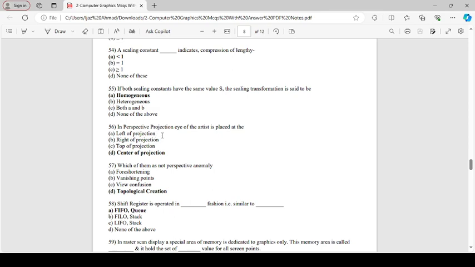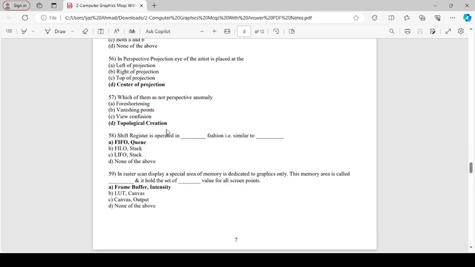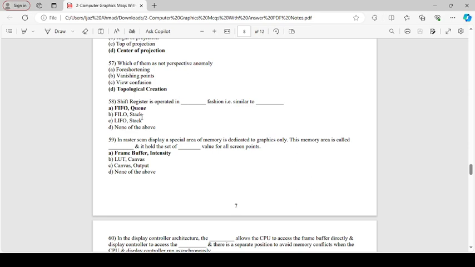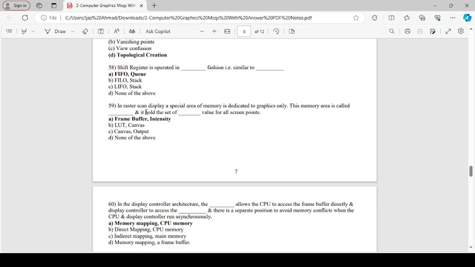In perspective projection, the eye of the artist is placed at the center of projection. Which of the following is not a perspective anomaly? Topological creation. Shift register is operated in FIFO fashion. I is similar to Q.